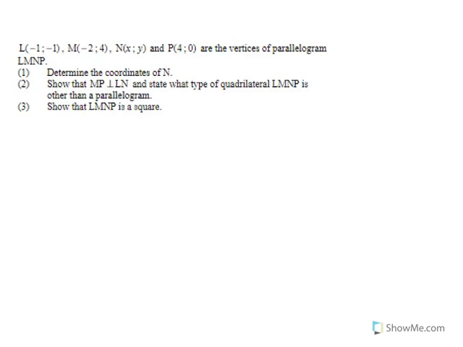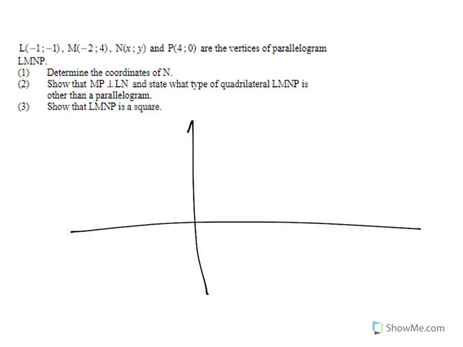Okay, right, you're given 4 points. LMNP are the vertices of a parallelogram LMNP. Well, that actually is very tricky to say. Determine the coordinates of N. So, useful to draw a sketch. L is -1, -1. M is -2 and 4. N we don't know. P is 4 and 0.